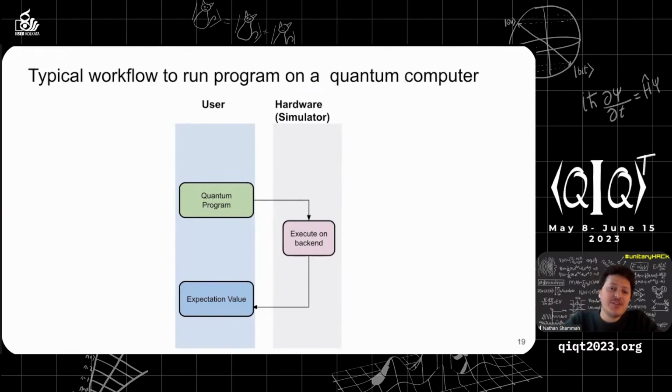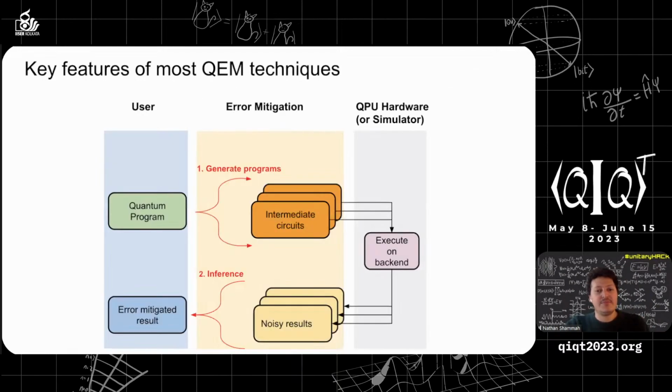So first of all, let me start from Mitiq itself. And in general, but this applies to all sorts of error mitigation. Generally, as we've seen, there is a quantum program defined by a user that is run on some hardware, and then there is an expectation value that is obtained.